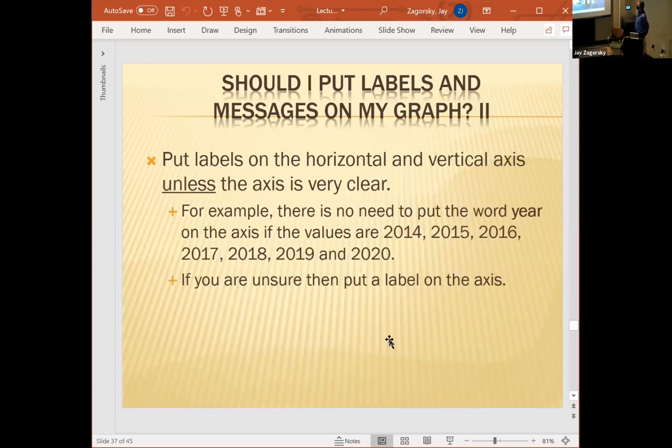Put labels on the horizontal and vertical axis unless the axis is really, really clear. One of the most common mistakes that students make is they put day, month, and year. And it always says something like January 15th and then the year. January 15th, January 15th. Okay, we got it. You don't need to show it 30 times. Just put the year there.